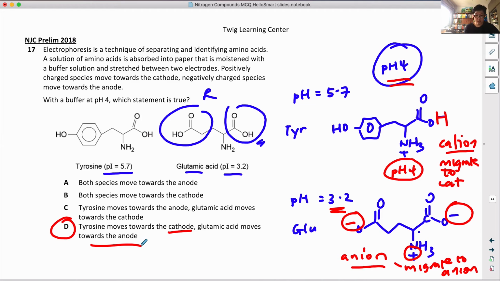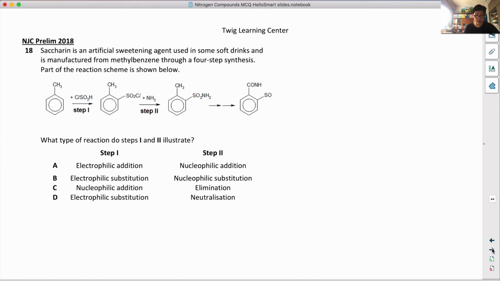Alright. Okay, so let's move on to the next question. 18. Okay, saccharin is an artificial sweetener. Alright, and then it's manufactured from metabenzene through a 4-step synthesis. Okay, let's look at what is step 1 and step 2. Okay, step 1, if you notice, what is step 1, right?